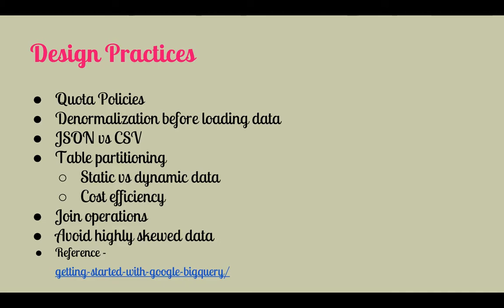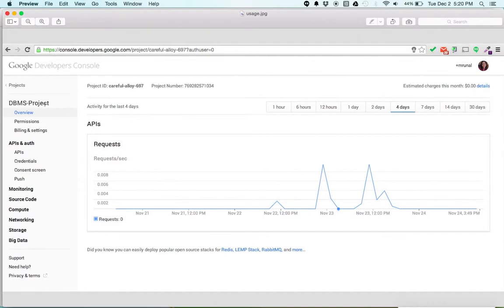Next, we also learned about the design practices. Firstly, when you start, you need to read the quota policies. So, I created my project, which is a DBMS project. You can see it right here, and it gets a project ID and a project number. It's under my account. You need to put in credit card details in case you hit Google BigQuery or their database. The more times you query, the more you are charged.